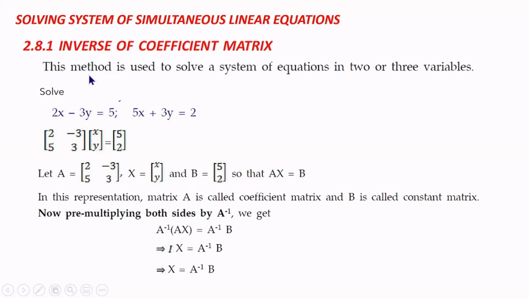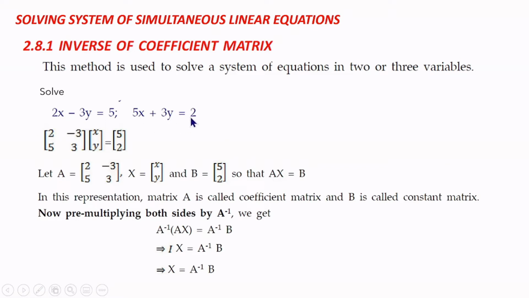Now moving on, we will see solving a system of simultaneous linear equations, the various methods. The first one is the inverse of coefficient matrix method. Here, using this method, we can solve a system of equations in 2 or 3 variables. Say for example, if we want to solve this system of equations, 2x minus 3y equal to 5 and 5x plus 3y equal to 2.